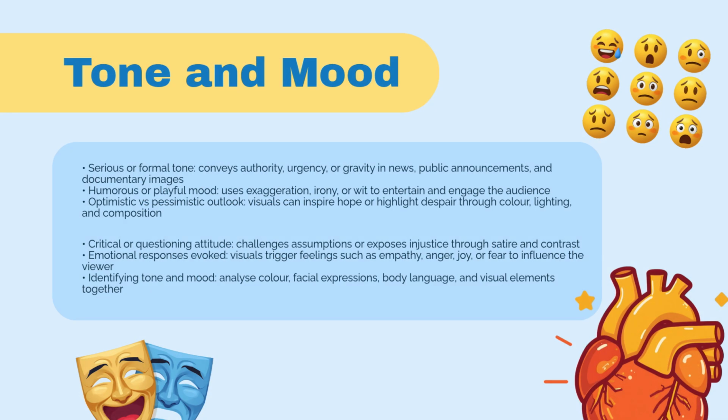Tone reflects the creator's attitude, while mood describes the feeling created for the audience. A visual may appear serious, humorous, optimistic, critical, emotional, or persuasive. Look at color, facial expressions, body language, wording, and layout. Explain how these features work together to create the overall tone and mood.